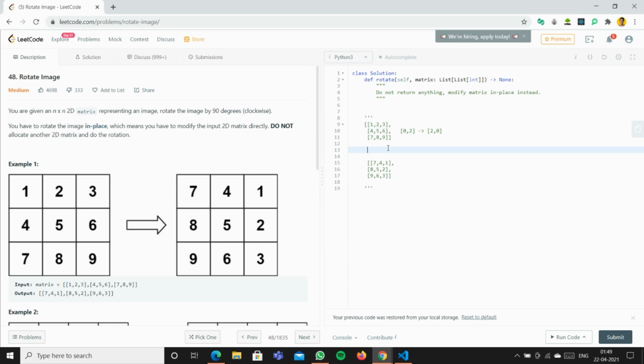So what the transpose matrix would look like is something like this. One, four, seven. Then 2, 5, 8. And 3, 6, 9. So yeah, this is what a transpose matrix would look like when we take the transpose of this one. Okay, so as you can see, we're almost close to this one.